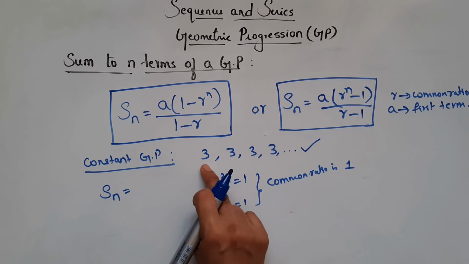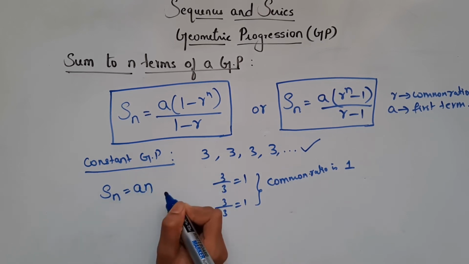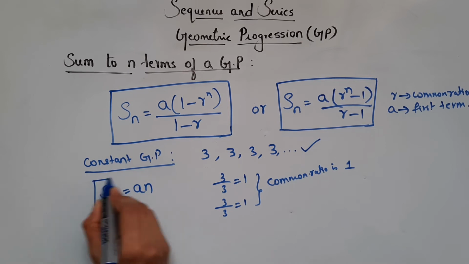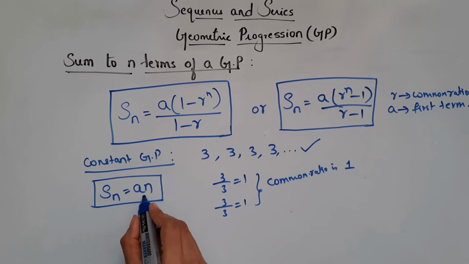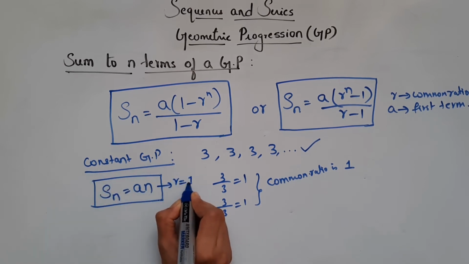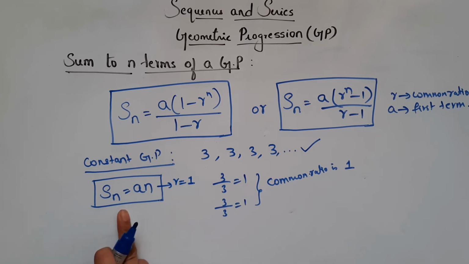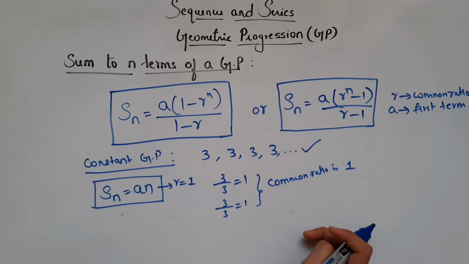Here 3 is nothing but A, the first term, so you can say A into n. So Sn is given by A into n. This is applicable only when we have a constant GP where R is equal to 1, that is, the common ratio is 1. Then you can go for this. I hope this is clear. Now let's see one example for this, but before that, pause the video and note this down.